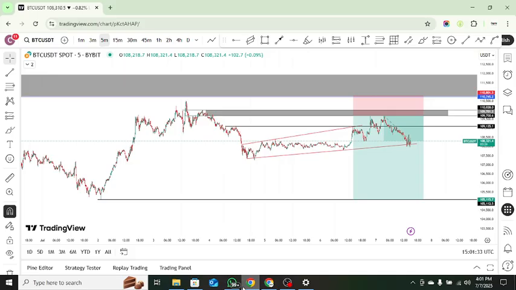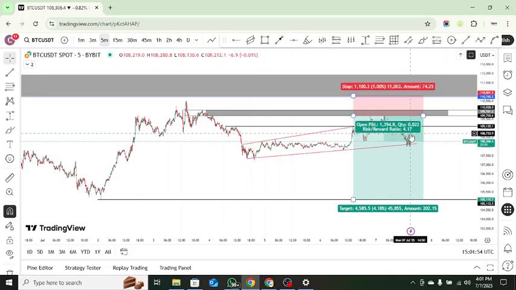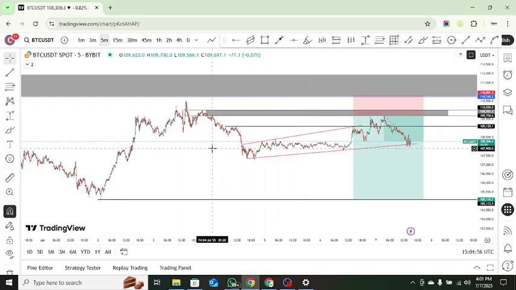Now, this is the trade we took this morning, and currently it is running in profit. We entered it with 100x, and this is 130% already. So now I will delete this chart and we'll reanalyze it.